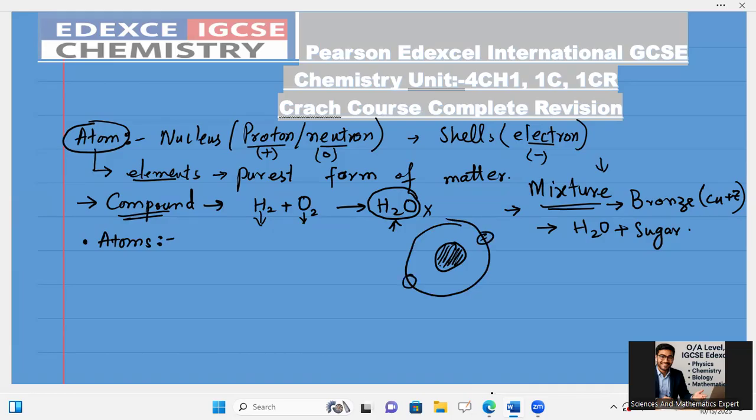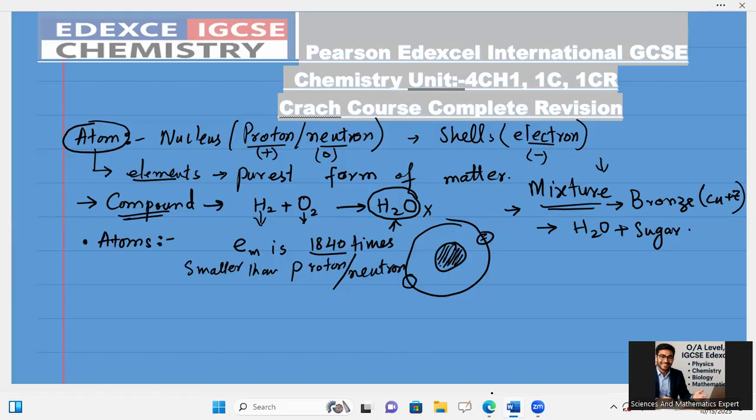And in the first shell, remember that only two electrons are available. Electrons move very fast around the nucleus in orbital paths called shells. The mass of electrons is negligible: electron mass is 1840 times smaller than a proton or neutron. Remember that this value can be written as 2000 times, as rounding off.